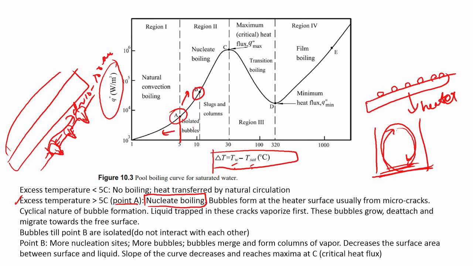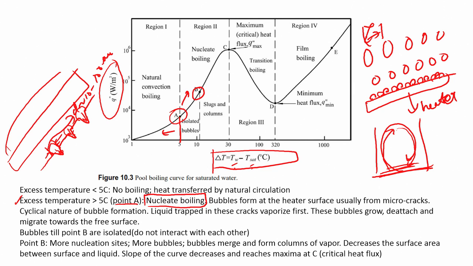Till this point the bubbles were mostly isolated. These bubbles were very separate from each other as they were moving up. They were not cross talking, like we saw in the case of droplets. Here also the bubbles do not cross talk with each other. So, the bubbles till point B are isolated, they do not interact with each other, but beyond point B you get more and more nucleations of bubbles.